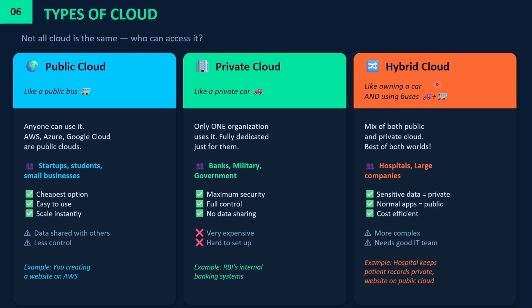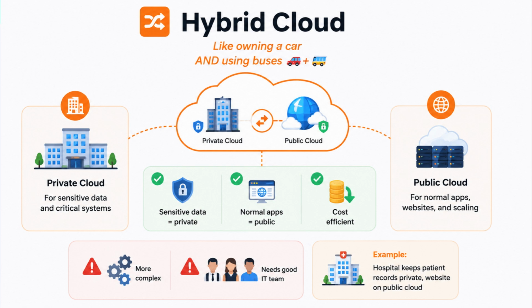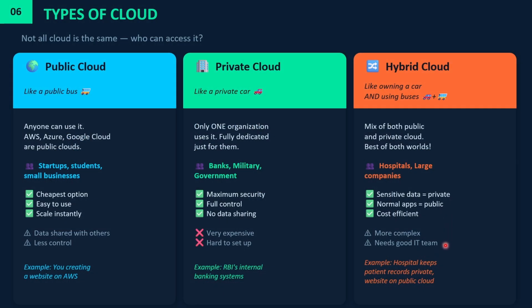Then we have the hybrid cloud, like owning a car and also using buses. A mix of both public and private cloud is what we call the hybrid cloud. It's the best of both worlds, used by hospitals and large companies. Sensitive data goes on the private cloud, and normal apps go on the public cloud. It is cost efficient, but more complex and needs a good IT team to set it up. An example is a hospital that keeps patient records private and its website on the public cloud.